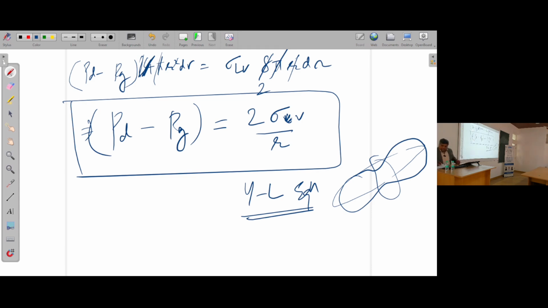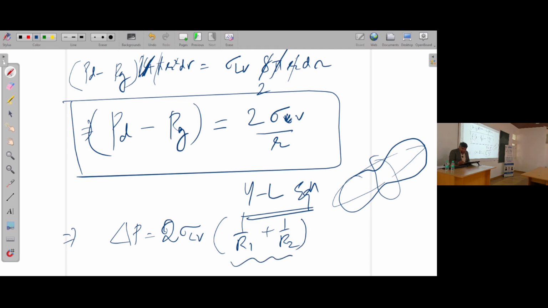So in general, what I can write is delta P, that is the pressure difference, is 2 sigma LV times 1 by R1 plus 1 by R2, which is called the curvature.